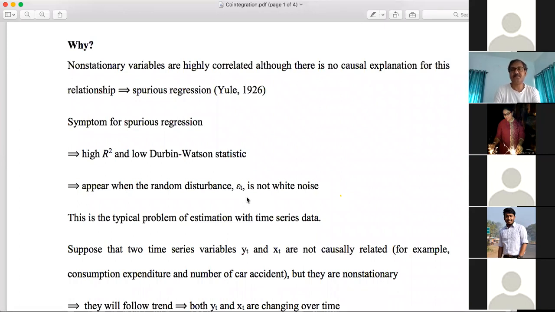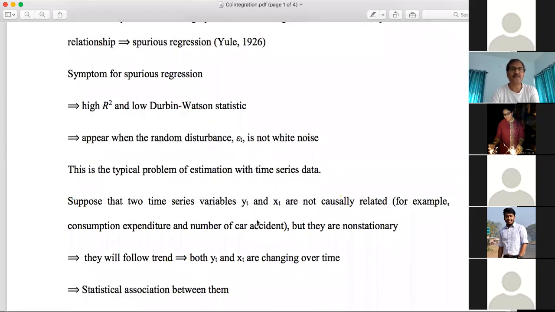So if you have time series data and you want to estimate a model with it, you have to be careful about the value of Durbin-Watson along with the T statistics as well as R square. If Durbin-Watson is very low, it is an indication that your result may be spurious. And in that case, you should be careful before using your estimated results for your purpose. This kind of spurious result appears in a regression model only when the error term used in the model is not white noise.